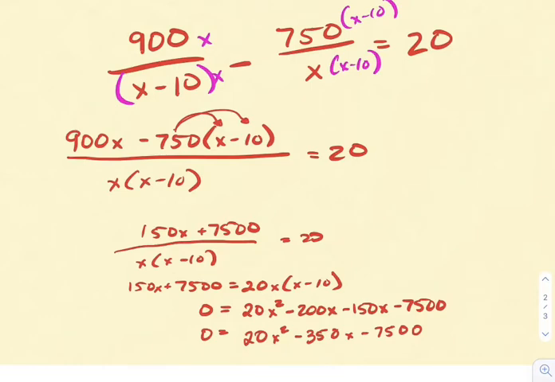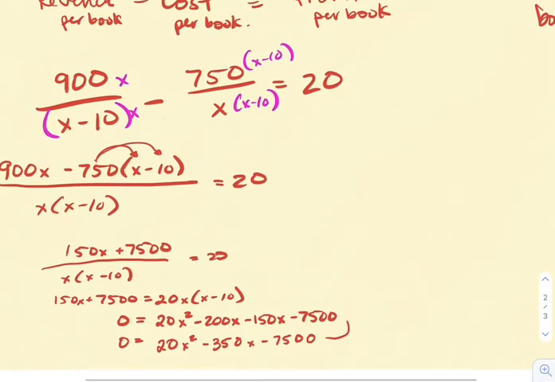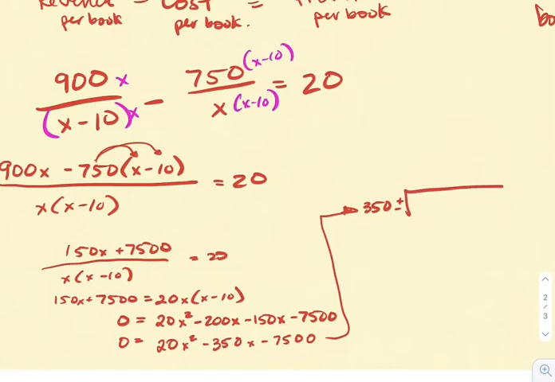From there, I can common factor it if we want to, or I can use the quadratic formula. In this case, let's just use the quadratic formula, make our life a little bit easier. So negative b, so 350, plus or minus the square root of b squared, so negative 350 squared, minus 4 times 20 times negative 7,500, all over 2 times a, which is 2 times 20. We get 40.